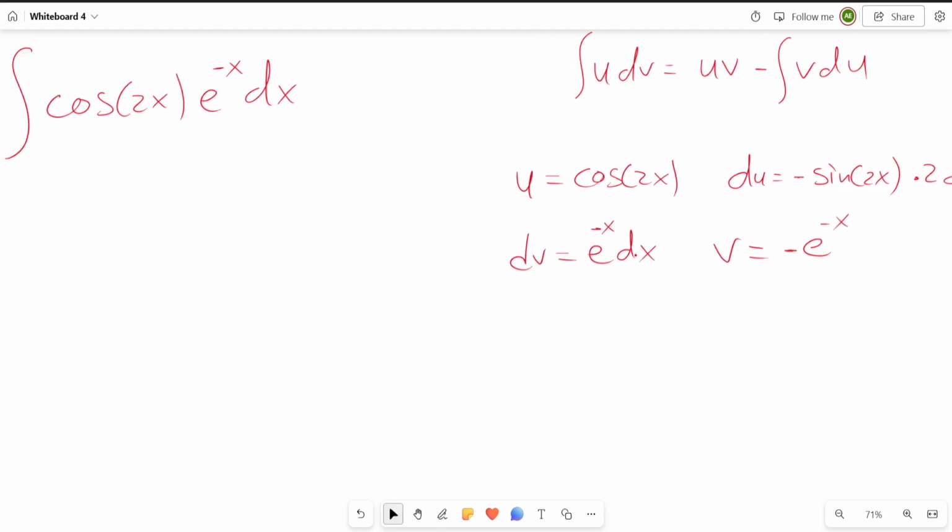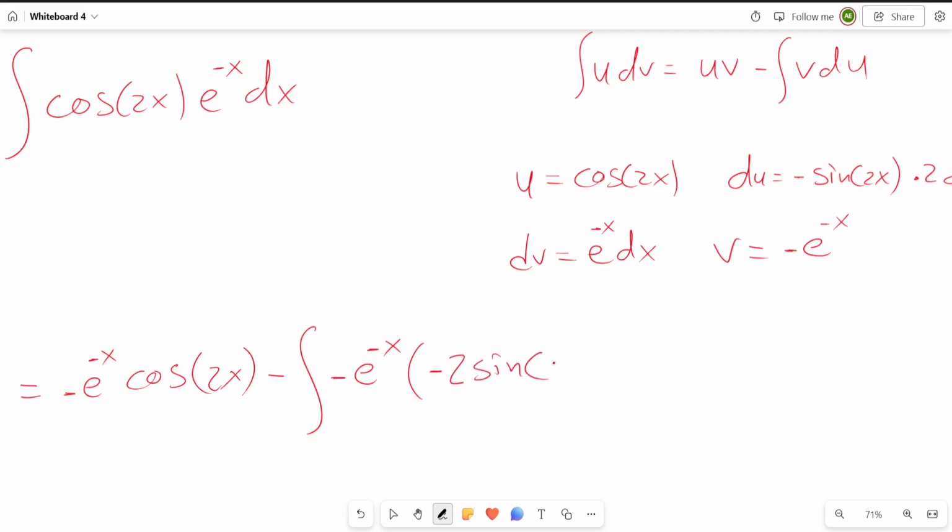So now let's use our rule. There's going to be uv, so negative e to the power of negative x times cosine 2x, just multiplying these two together, minus the integration of v du, so negative e to the power of negative x multiplied by du, which is negative, I'm going to put this 2 in front, 2 sine 2x dx.